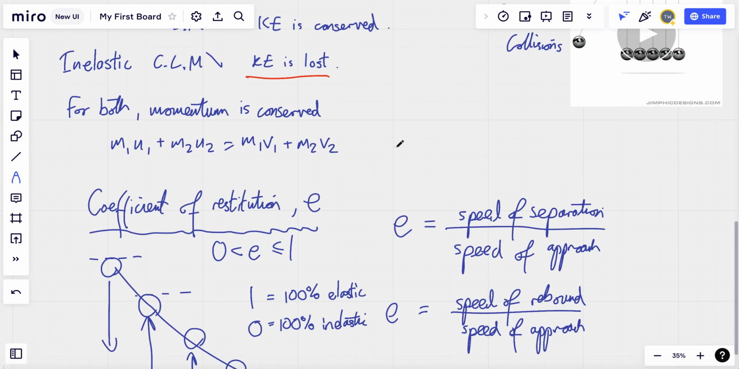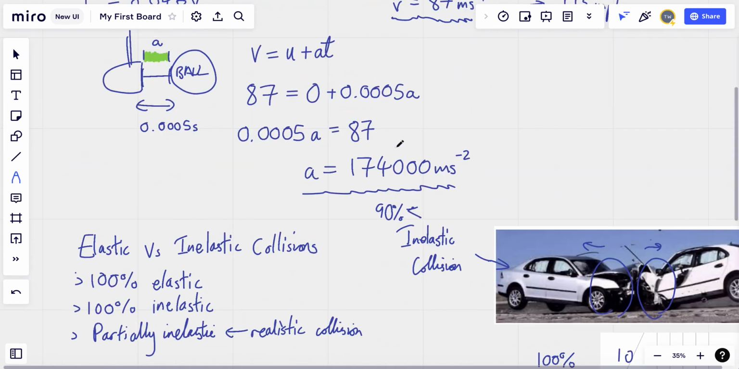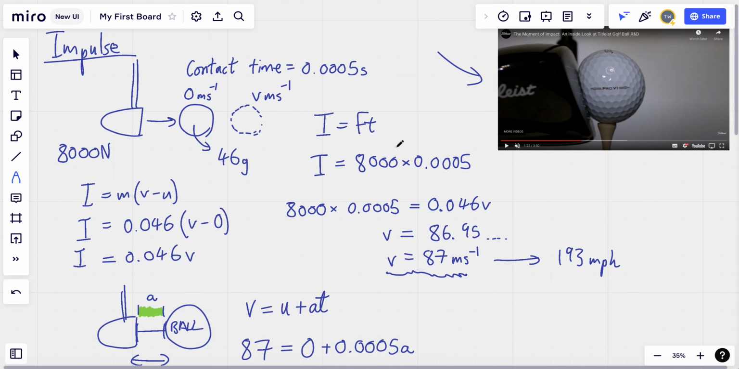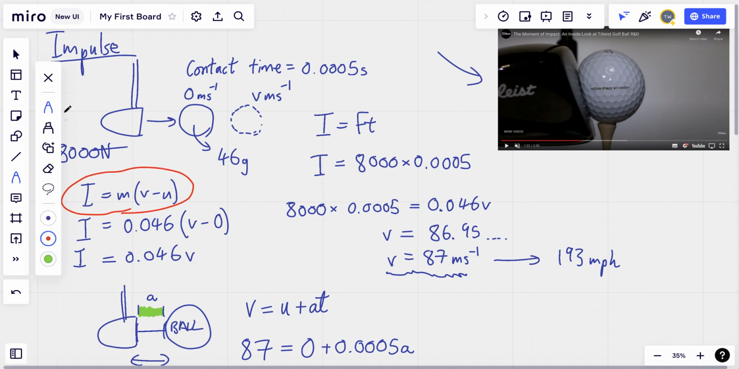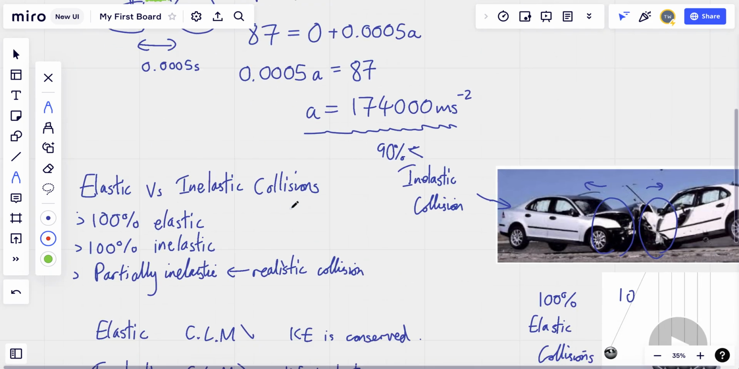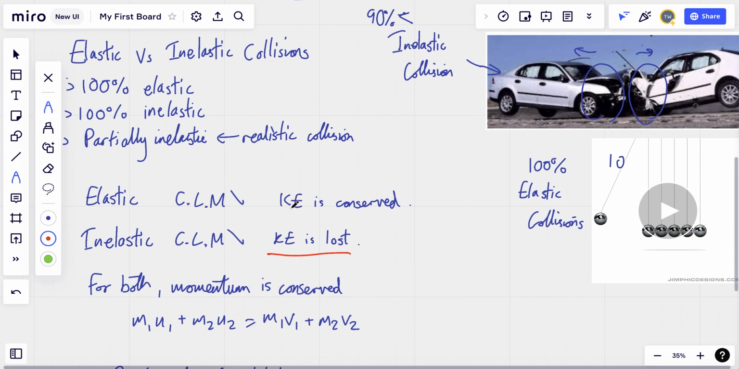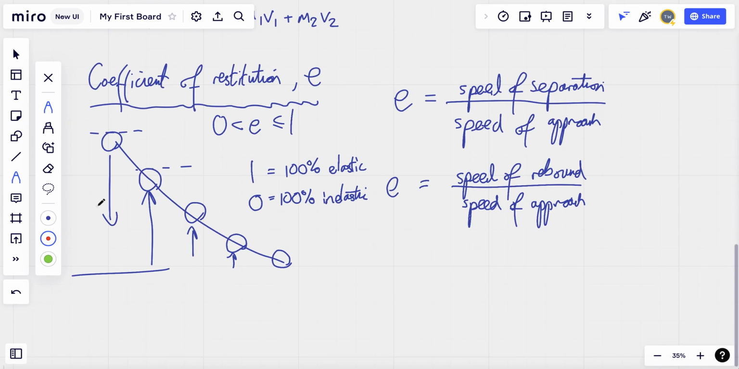So a few things to think about today, and things you're going to use. You need to use your impulse and think about this equation here. Make sure you are happy with how this one works. You will also need to factor in and think about elastic and inelastic collisions. Remember, for an inelastic collision, the difference is that kinetic energy is lost. And inelastic factors in coefficient of restitution. And the final thing to think about is your speed of rebound and speed of approach.